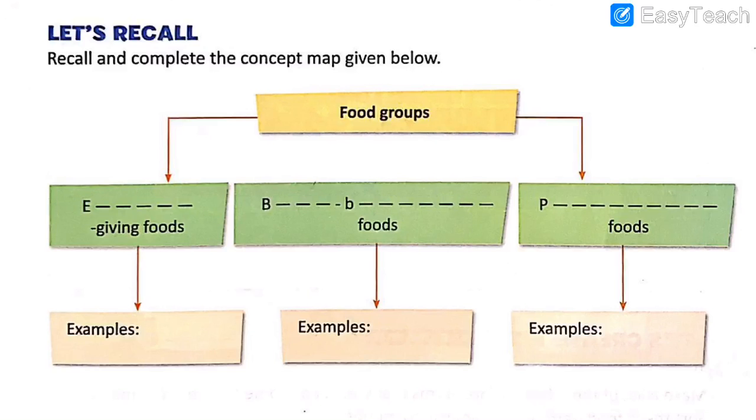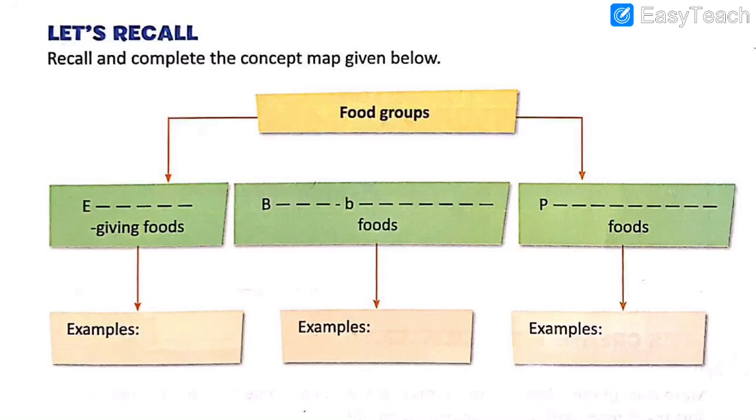So here is an exercise, the last exercise for today. Let's recall. Even this exercise you just have to write in the rough book. Recall and complete the concept map given below. So there is a concept map, means whatever we have understood in this lesson about food groups, about meals in a day, about key to healthy eating, all these 3 points that are the concept of the lesson have been included over here. So let's comprehend and write the answers.